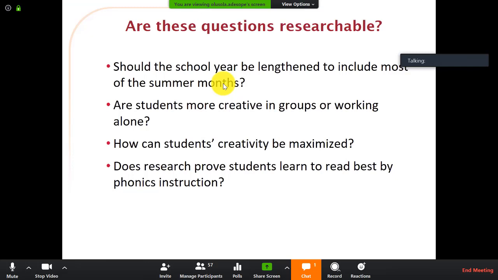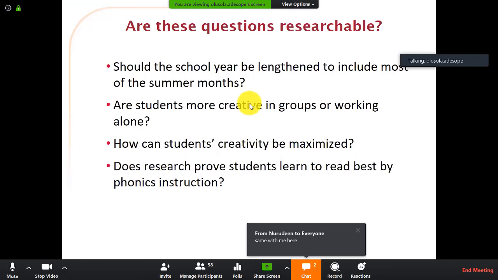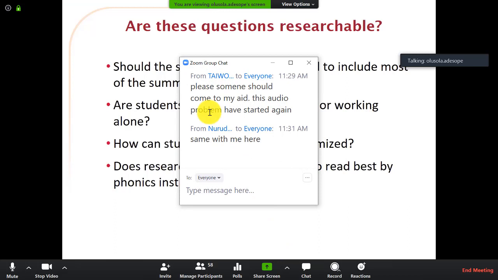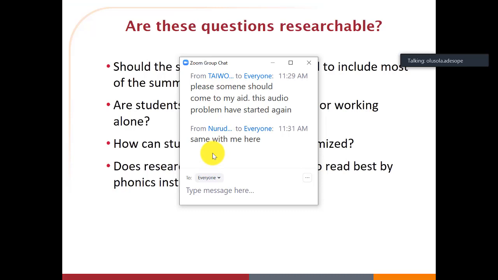People, we don't propose things and say this should be it. There's nothing like that. Our work is always probabilistic, so to say. There's always that chance of error. That's why you will learn about standard error of measurement and things like that. So that "should" only disqualifies that question. I can go on: does research prove students learn to read best by phonics instruction? "Prove" is another problematic word when you are thinking of creating researchable questions.